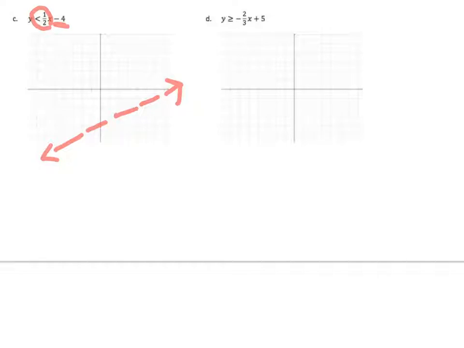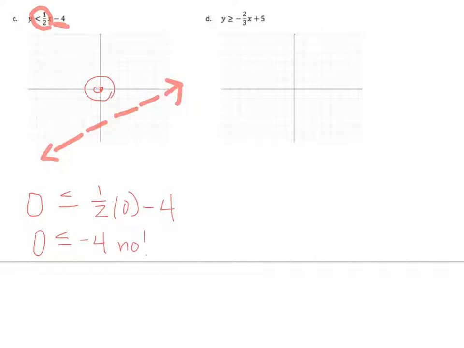And you can either figure out that y is less than 1/2 x minus 4 would be below, or you can test a point. You can put in 0, 0 and see if it is a true statement. So 0 for y, 0 for x. Is 0 less than or equal to -4? No. So 0 should not be in the solution set. So you should shade everything else, not 0.